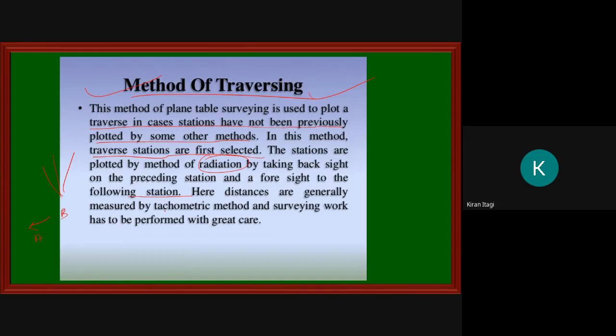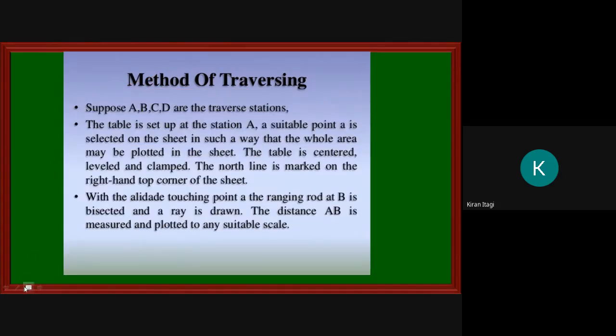Here, the distances are generally measured by the tacheometric method. Survey work can be performed with the grid of A. Methodology: first, A, B, C, D are the traverse stations that should be plotted on the paper. The table is set up at the station A. A suitable point A is selected on the sheet in such a way that the whole area may be plotted in the sheet. The table is centered, leveled, and north is marked with the help of a plumb bob touching point A.